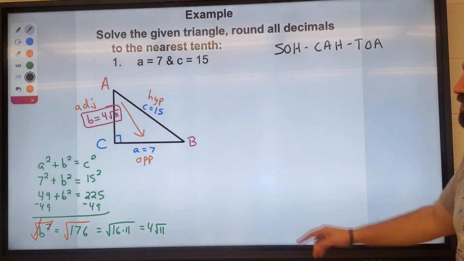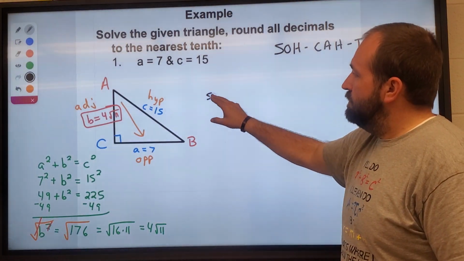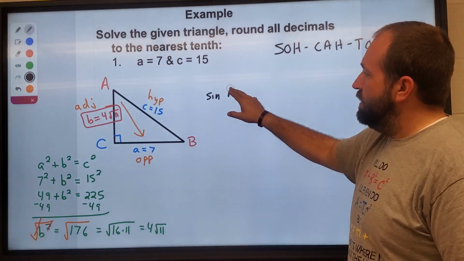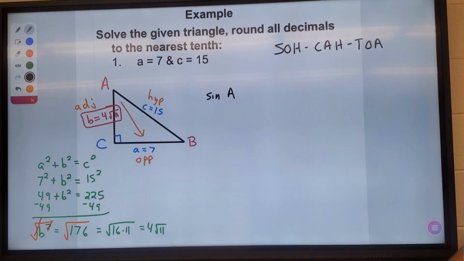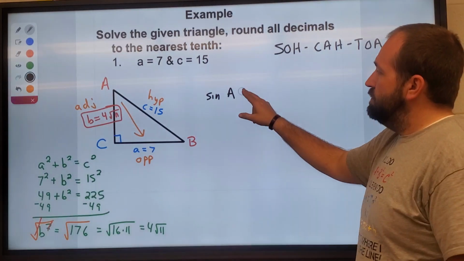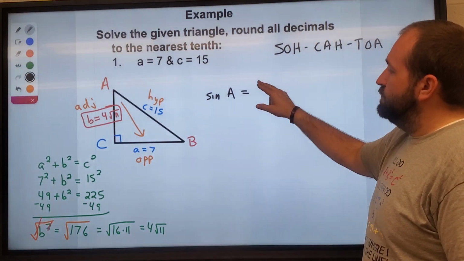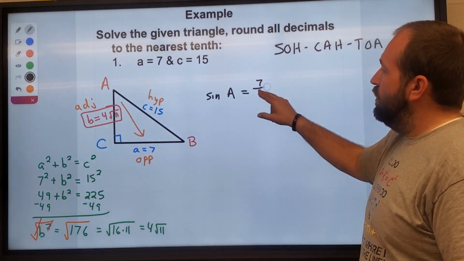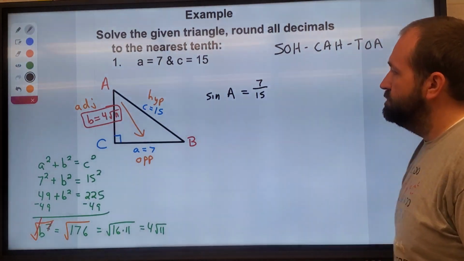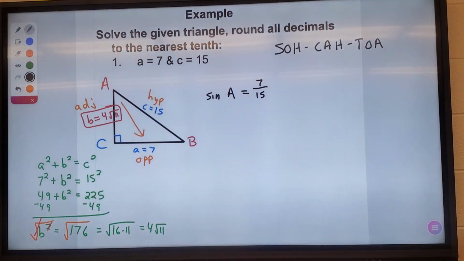Okay? If we set up sine, and we need angle A, because I don't know angle A, I don't have a degree measurement for that yet, sine of A is equal to the opposite over the hypotenuse. So we have 7 over 15.